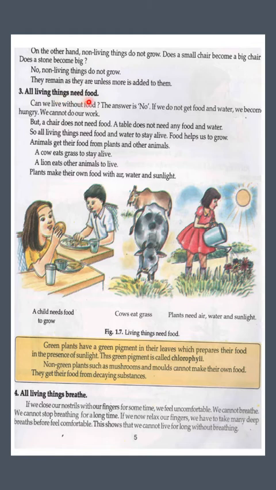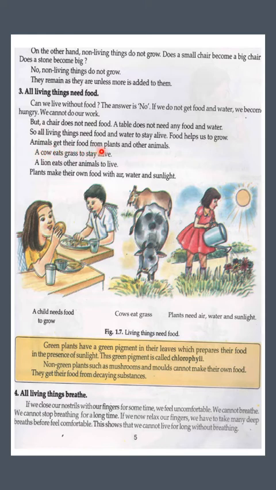All living things need food. Can we live without food? The answer is no. If we do not get food and water, we become hungry. We cannot do our work. But a chair does not need food. A table does not need any food and water. So all living things need food and water to stay alive. Food helps us to grow.